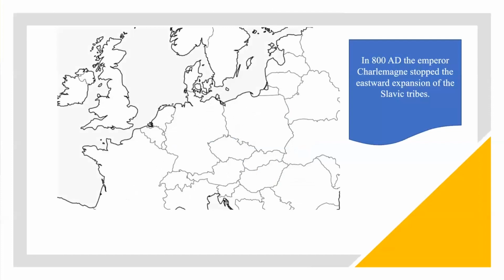When Charlemagne became emperor in 800 AD, he stopped the advancement of the Slavic tribes and established a cultural boundary shown here with a red line. This red vertical line shows the boundaries that separated the Germanic and the Slavic cultures. The importance of this will be explained in the 5th lecture on understanding the German cultural background.